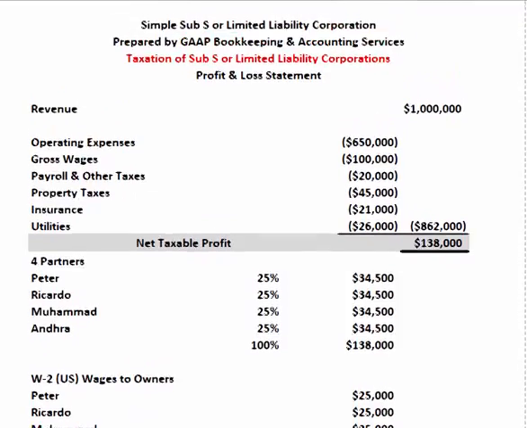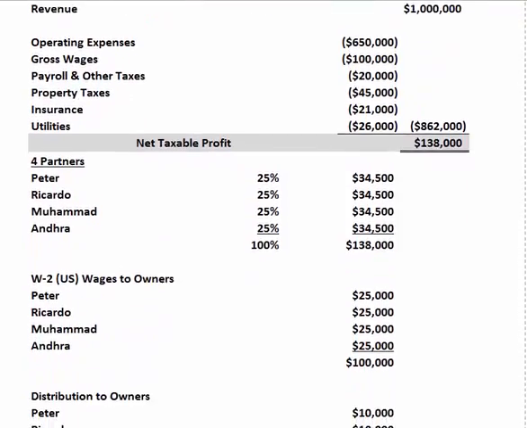Well, what that does in a sub-S or a limited liability corporation is that it distributes taxable income to each of the partners or each of the owners. In this case, Peter, Ricardo, Mohammed, and Andrea each had 25%, and each had to pay personal 1040 U.S. taxes on $34,500, and that would be ordinary income. They're all participants in this business. And so that is the taxable. So they are paying personal taxes on the earnings of this entity.